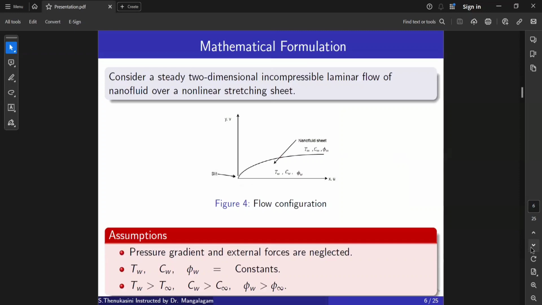Now let's look at formulation of our research. Take a study of two-dimensional incompressible laminar flow of nanofluid over nonlinear stretching sheet. Here, the slit is located at the origin, x-axis taken along the sheet direction, y-axis perpendicular to it, u and v are the velocity components in the x and y direction. We make some assumptions. Pressure gradient and external forces are neglected. Base fluid and nanoparticle both are in thermal equilibrium. Thermophysical properties of nanofluid have constant value at the boundary. Because of the third assumption, heat transfer and mass transfer happen.